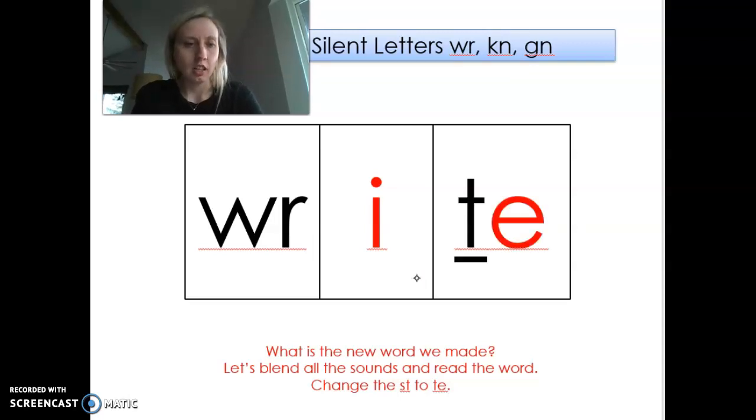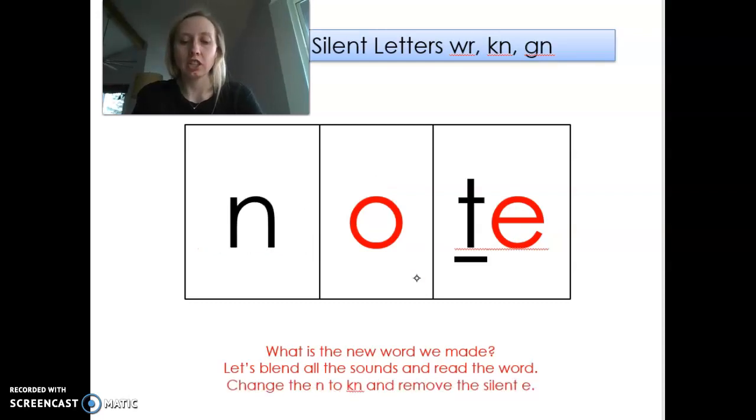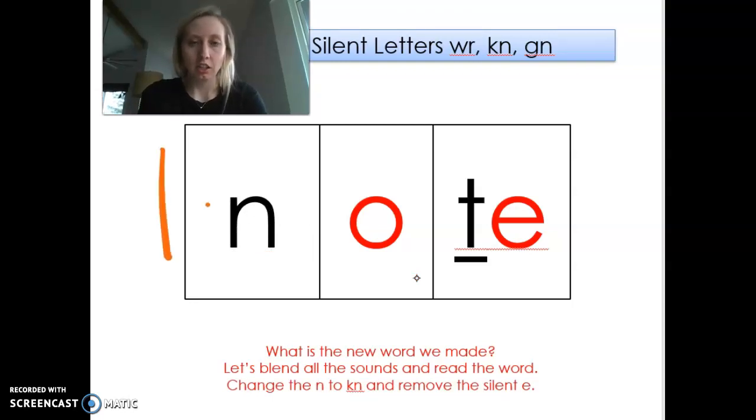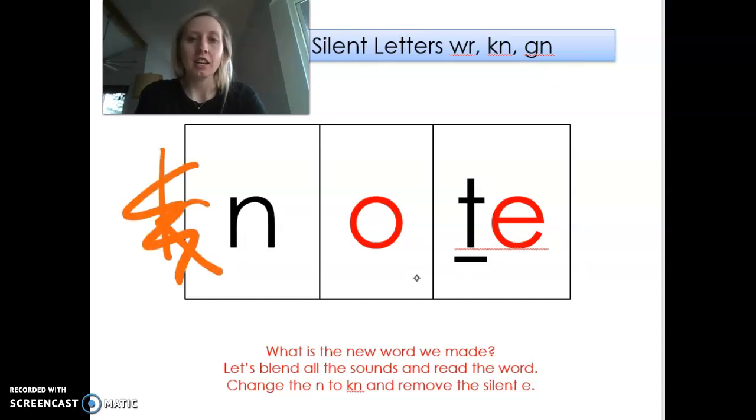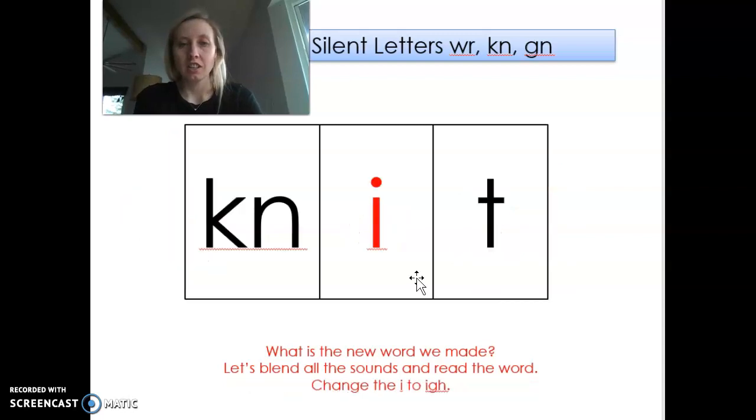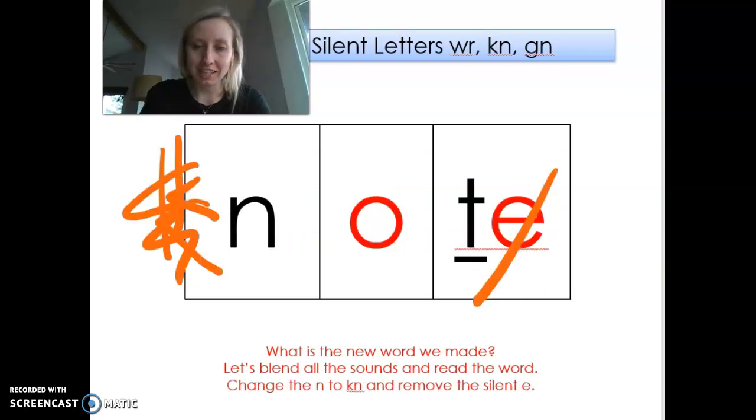Oh, we already did that. Okay, so that's right again. Change the i to o. Wrote. Change the w to n. Note. Change the... to k. Oh, sorry guys. Change the n to this n, and then get rid of the silent e. Not. That was really tricky. Sorry guys.